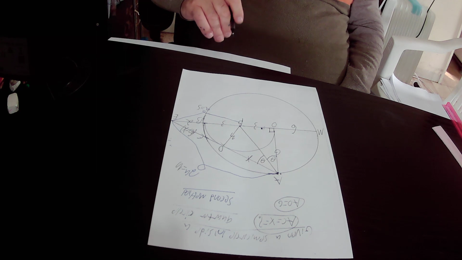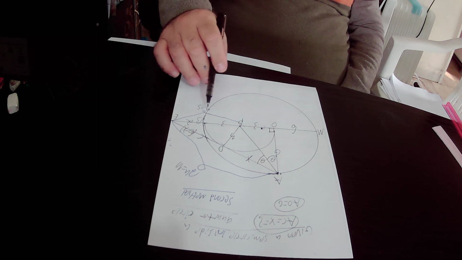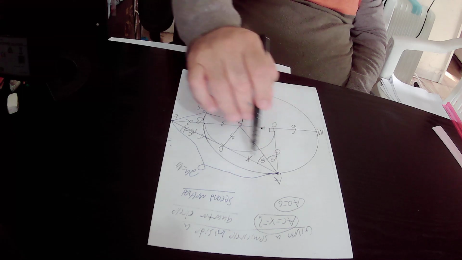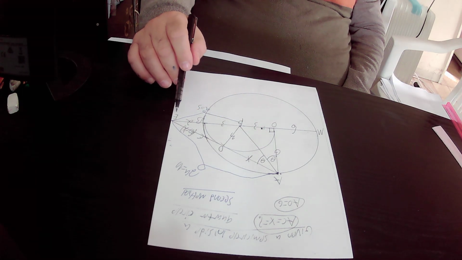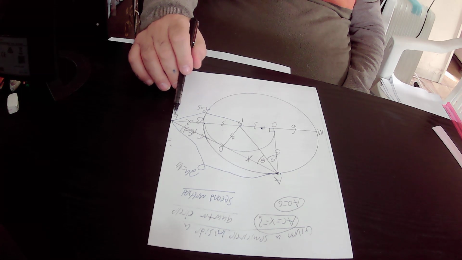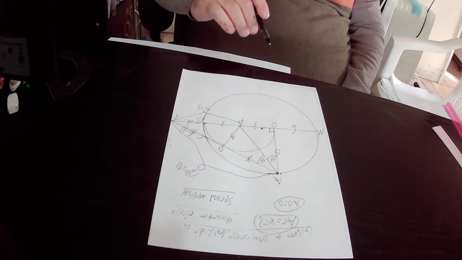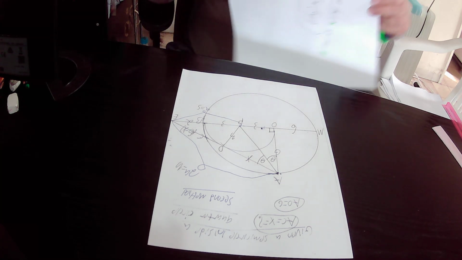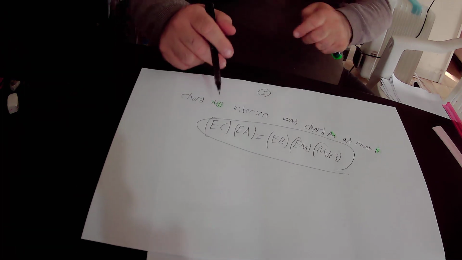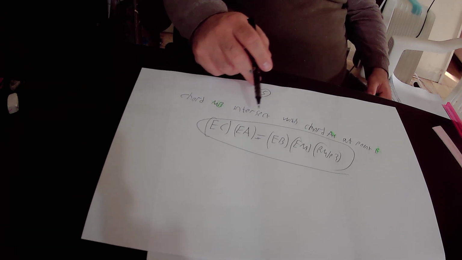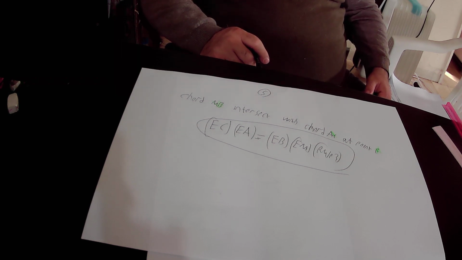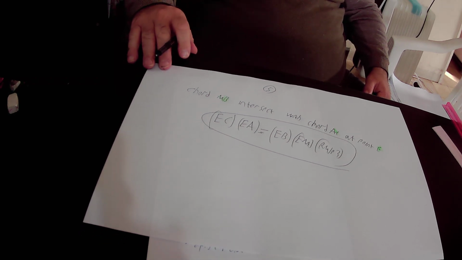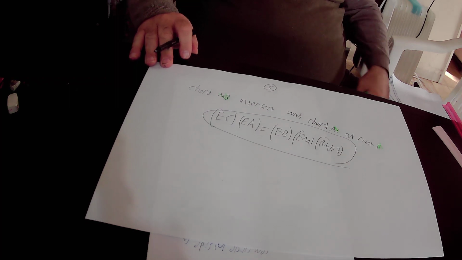I repeat again, because chord MB intersects with chord AC at point E, which is the intersection point of those two chords outside the circle, point E is located outside the circle, then we can implement rule number 3 here. And according to rule number 3, we get that EC times EA equals EB times EM. This is according to rule number 3, of course.